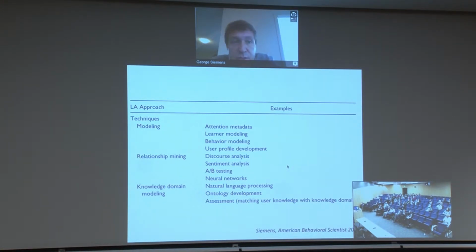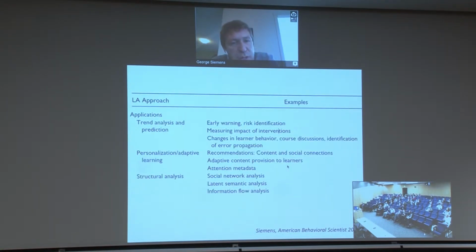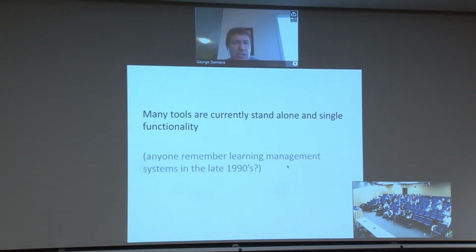I broke it out into two particular categories. One is the technique approach, in an American Behavioral Scientist paper a couple of years ago, one that looked at the techniques around modeling, relationship mining, and knowledge domain modeling and development. So these were techniques, and the specific applications looked at structural analysis, personalized adaptive learning, trend analysis, and eventually prediction. But regardless of the particular frameworks, the Baker and Yassif, the Bienkowski et al., or the one that I did in ABS, the general view is, wow, we've got this data and we're doing neat stuff with it, even though the data is limited in scope.